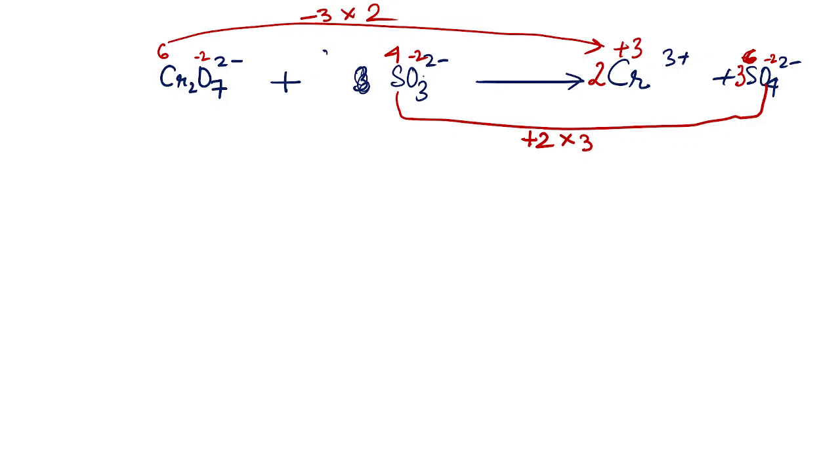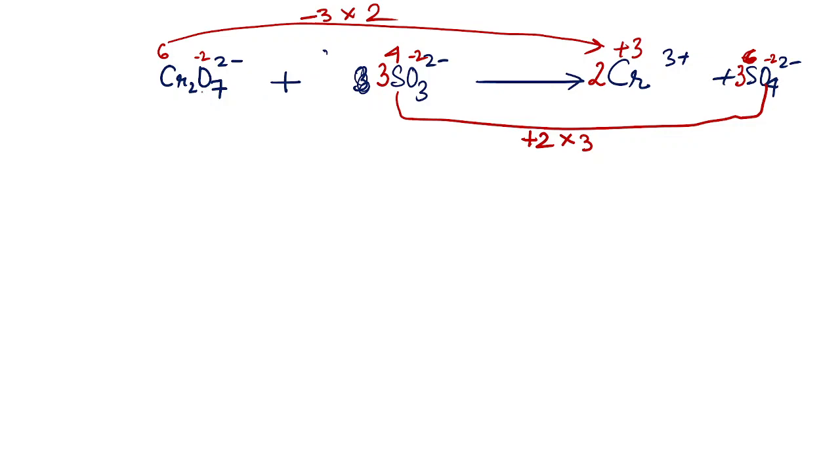Now the next step says that balance all other atoms except hydrogen and oxygen. See how many chromium: 2 chromium, 2 chromium, that is balanced. 3 sulfurs but 1 sulfur, so multiply by 3 here. Then the next step, now we have to see the total charge.